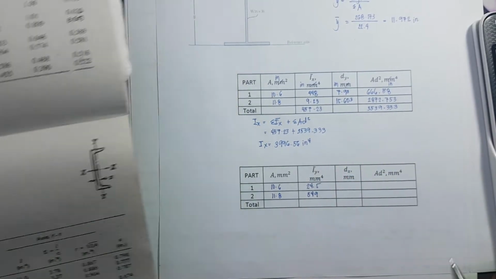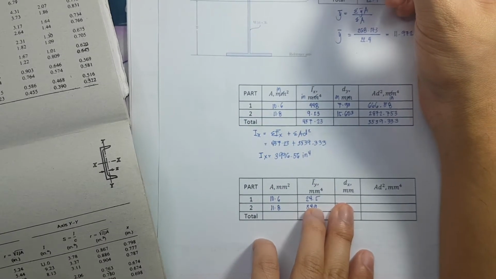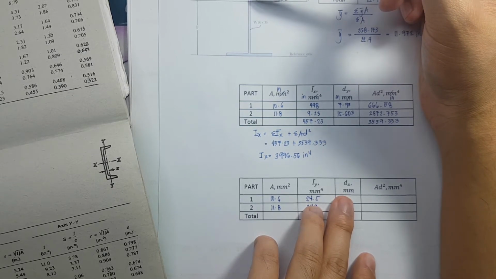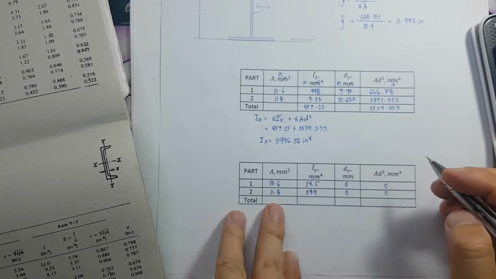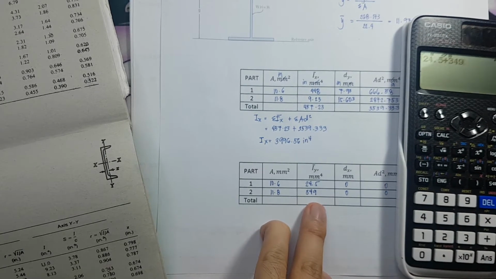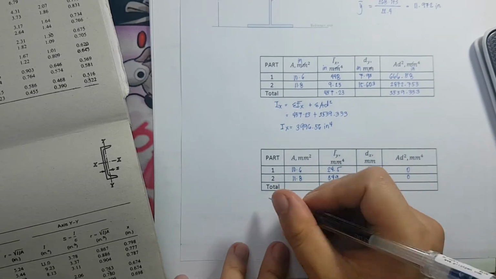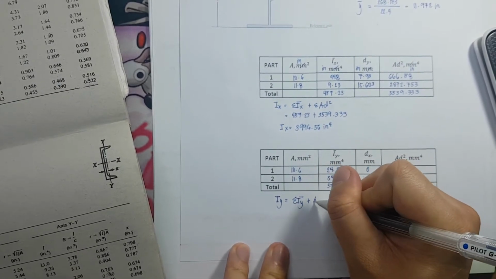Okay, the distance of the centroid to the centroid is zero. The distance of the centroid of this wide flange with respect to the centroidal y-axis is also zero. So both of these are zero. So the total here is 24.5 plus 349, which is equivalent to 373.5. So IY is equivalent to the summation of IY bar plus AD squared.